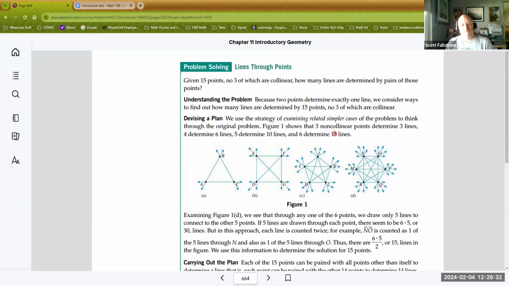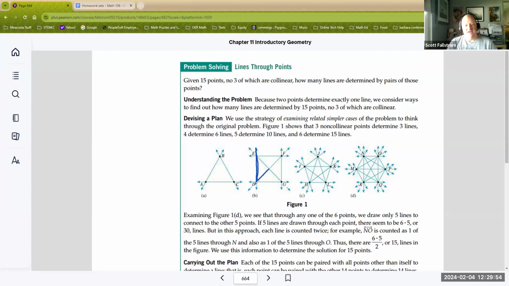Lines through points. Given 15 points, no 3 of which are collinear, how many lines can we create? If you do have 3 points, you could make AB, you can make BC, and you can make CA. If you had 4 points, if you were the one doing this, you could be like, okay, I can do this. There's DE, DF, and DG. Then move up to point E and say, from E, I have EG and EF. And then I'll move over to point F and go F through G.